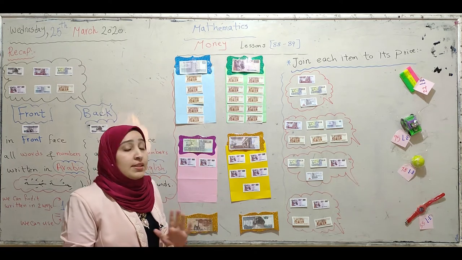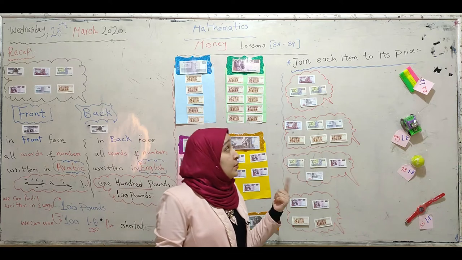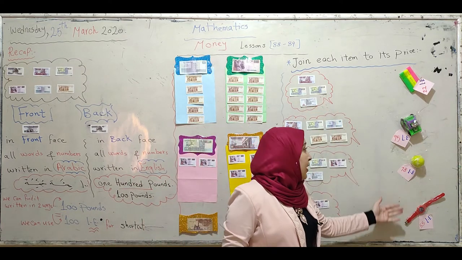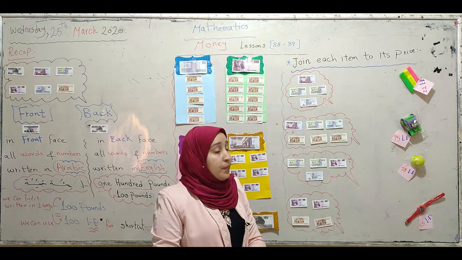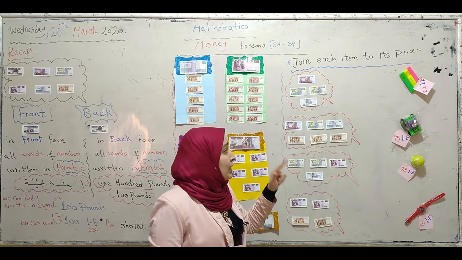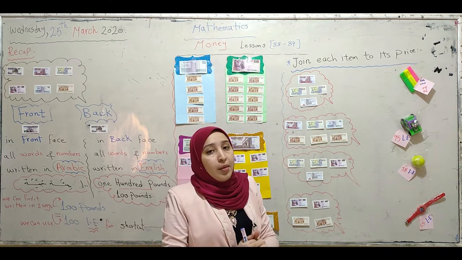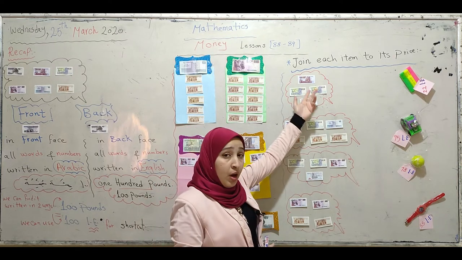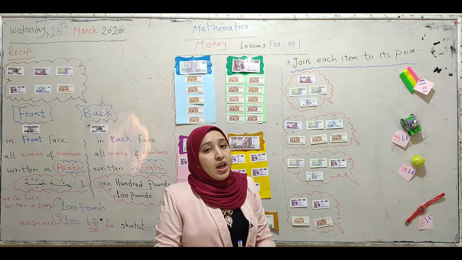Okay, Junior One, now it's time to solve this exercise with me. Join each item to its price. We have here some items, and on the other hand, we have amounts of money. Let's calculate each amount of money to know which suitable item we can join it with. First amount of money, we have 50 pounds, 20 pounds, 20 pounds and 5 pounds. How can we calculate them?